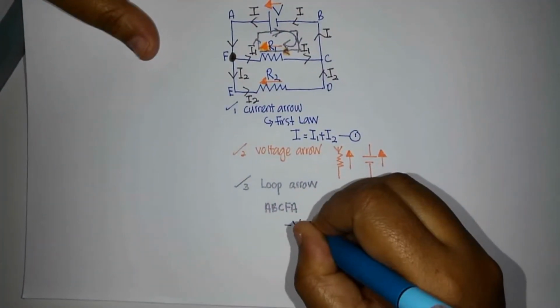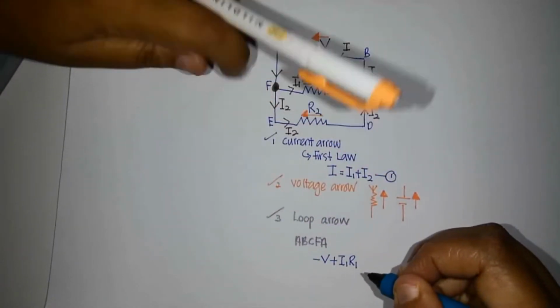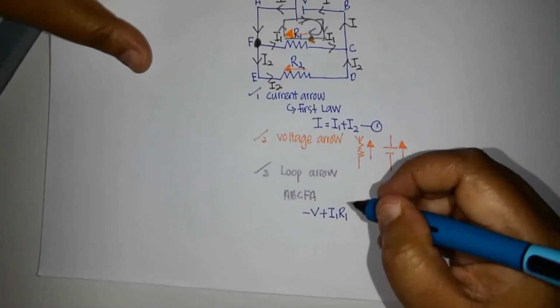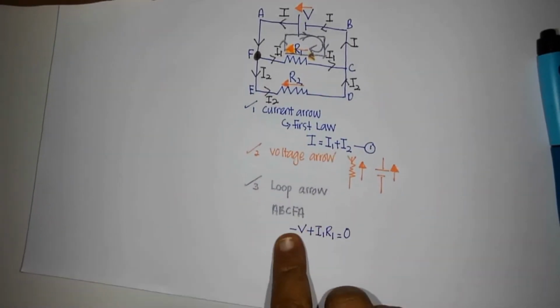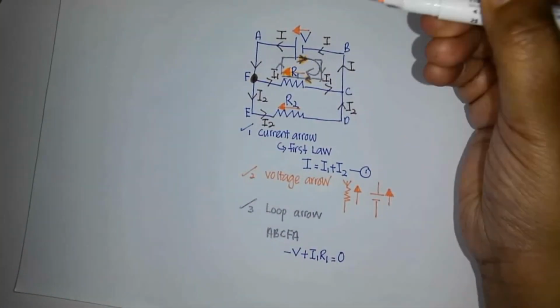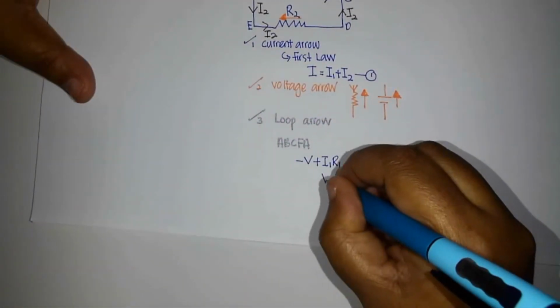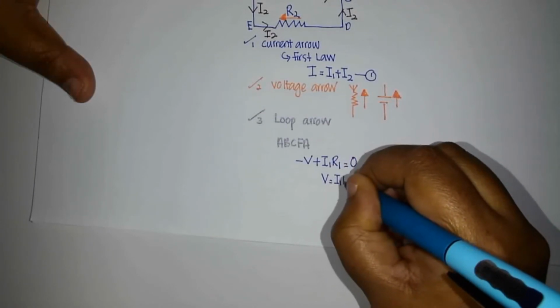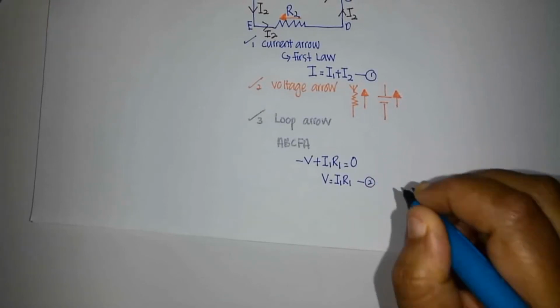So here is plus I1 R1, and then I come here, I go back to A, becomes equals to 0. Same goes to here. Why is I negative? Because the direction of the loop arrow and the direction of the voltage arrow are opposite. So I get V is equals to I1 R1 from the first loop. So it's number 2.